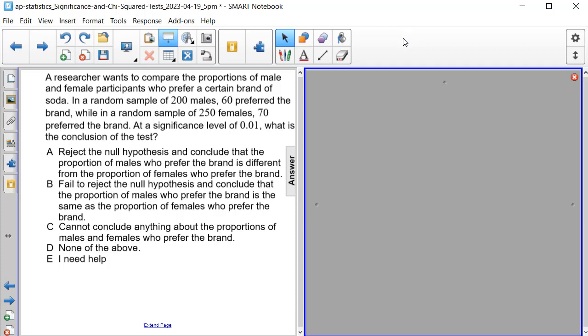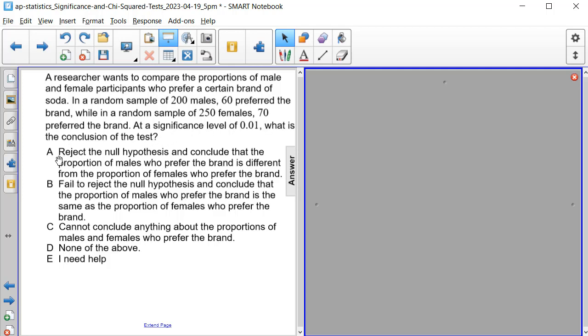A researcher wants to compare the proportions of male and female participants who prefer a certain brand of soda. In a random sample of 200 males, 60 preferred the brand, while in a random sample of 250 females, 70 preferred the brand. At a significance level of 1/100th or 1%, what is the conclusion of the test?